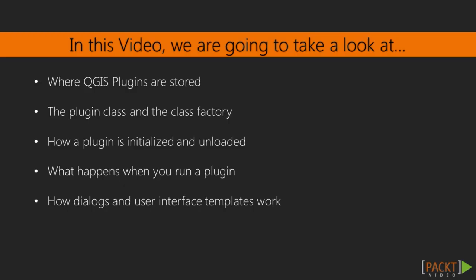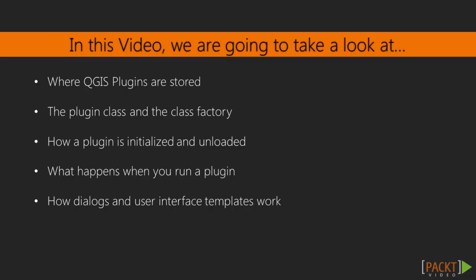In this video, we will take a closer look at the Zoom to Point plugin we downloaded earlier. We'll see in more detail how this plugin works, how it uses a Python class to define the plugin's behavior, and how a class factory registers the plugin's class with QGIS. We'll see how this plugin can add and remove itself from the QGIS user interface, and what happens when the plugin is run. Finally, we'll see how the user interface for the plugin is created using a dialog and user interface template.